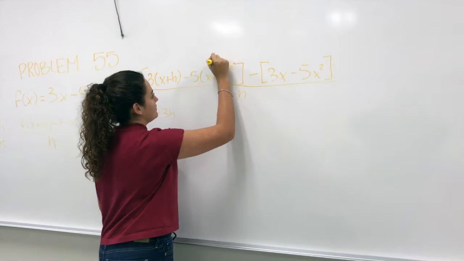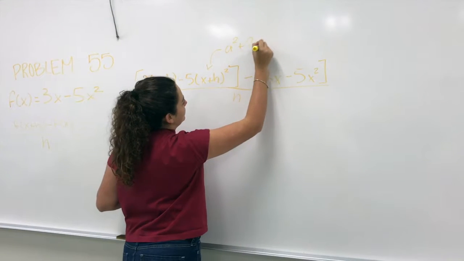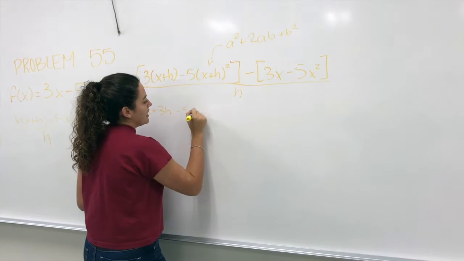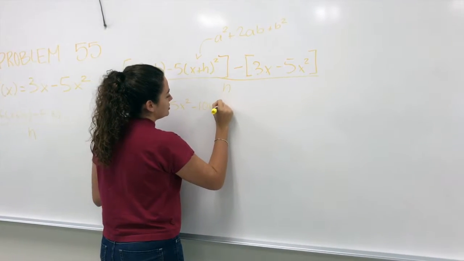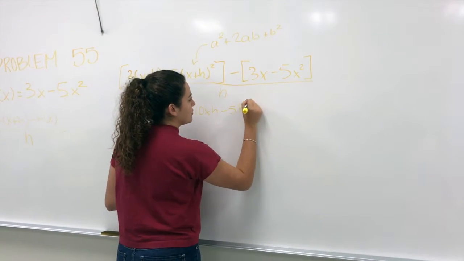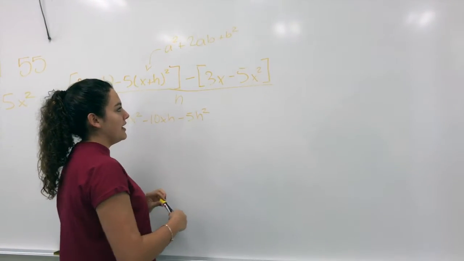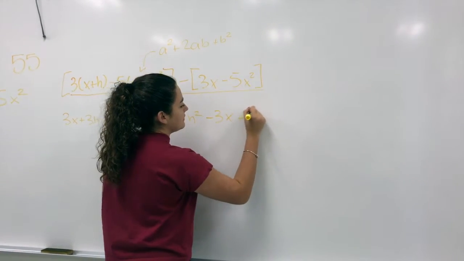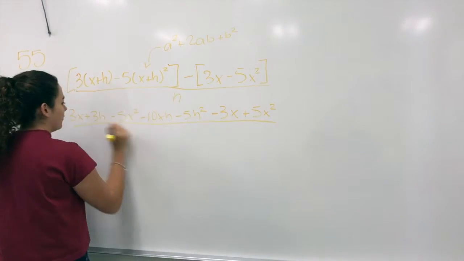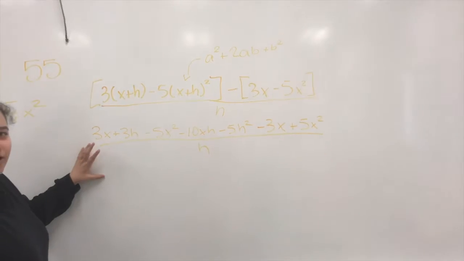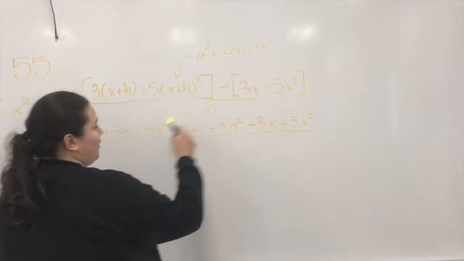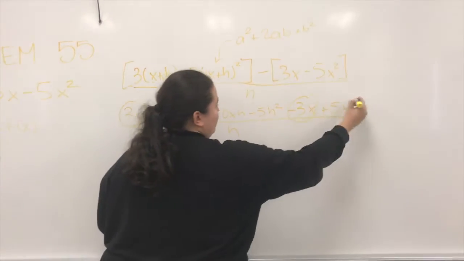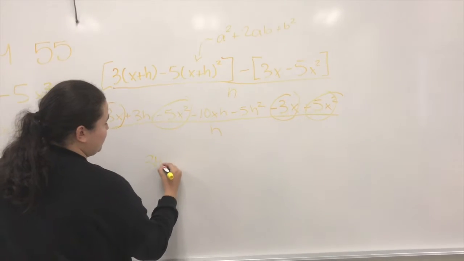And then you're going to expand this using the formula a squared plus 2ab plus b squared. So you're going to put minus 5x squared minus 10xh minus 5h squared. Now we're going to multiply the f of x by the minus because it changes the signs. So it's going to be minus 3x plus 5x squared, and all of this is going to be over h. You have this equation, but you need to simplify more since you have plus 5x squared and minus 5x squared, which is 0, and 3x minus 3x. So you circle them, and you end up with this equation.